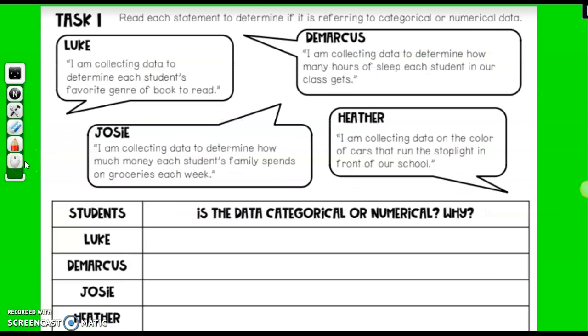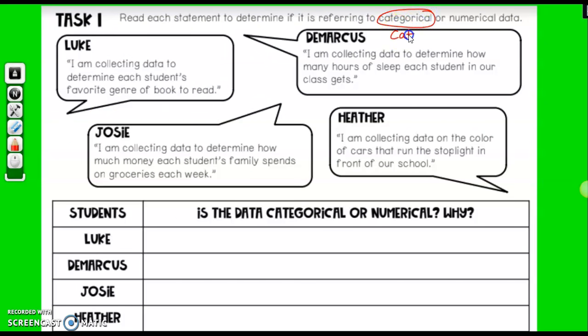All right, so here's something that we're going to do. So we're going to read each of these statements and decide whether it's going to be categorical or numerical data. So remember, categorical is like categories. The answer will be a category of some sort. Numerical means that you could answer the question with a number. All right, so let's read Luke's first. So we're going to go Luke, then DeMarcus, then Josie, and then last Heather. So we have to decide, is the data categorical or not, and then why.